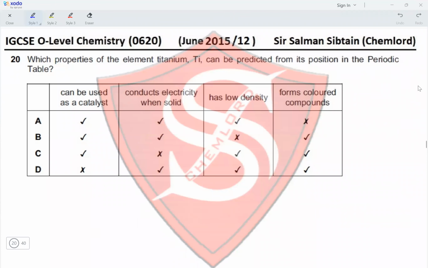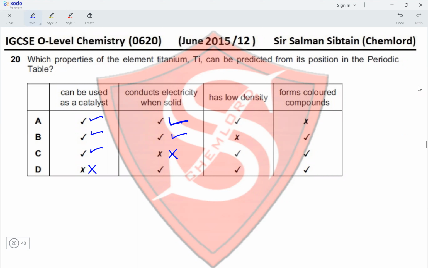Question 20. Which properties of the element titanium can be predicted from its position in the periodic table? Well, titanium is a transition element. So based on that, can be used as a catalyst? Yes, this is correct because it has got variable oxidation states in different compounds. So this eliminates option D. Conducts electricity when solid? Yes, because it is a metal. This eliminates option C.